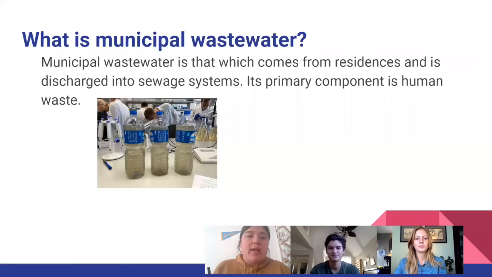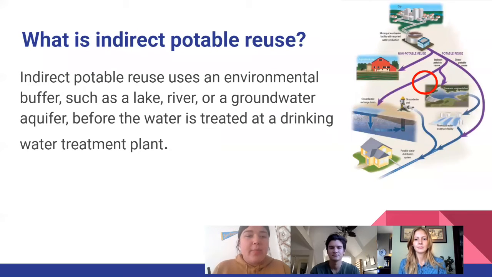So to start, what is municipal wastewater? Municipal wastewater is that which comes from residences and is discharged into sewage systems. The primary component is human waste. And indirect potable reuse uses an environmental buffer such as a lake, river, or a groundwater aquifer before the water is treated at a drinking water plant.